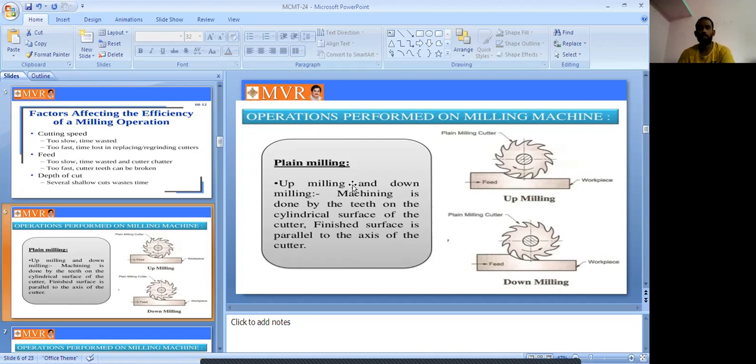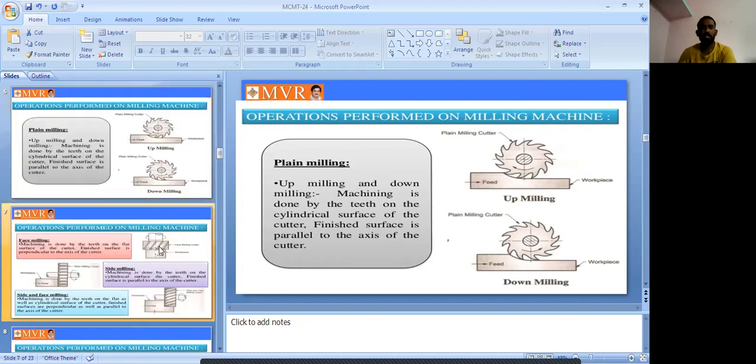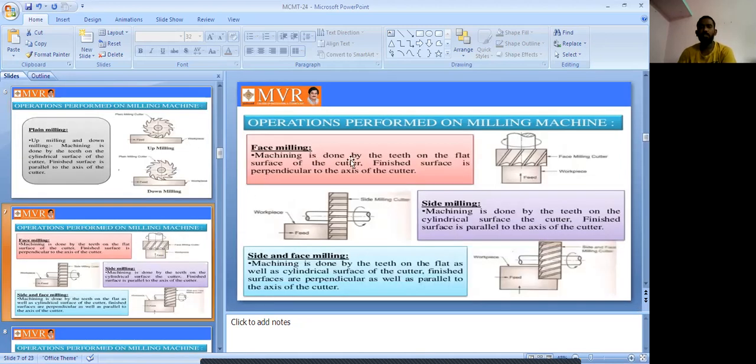Okay, that is the first operation. In milling, the first operation is the plain milling operation. In plain milling we can do up milling and down milling. The next operation we can see is face milling. The machining is done by the teeth on the flat surfaces of the cutter. The finished surface is perpendicular to the axis of the cutter.